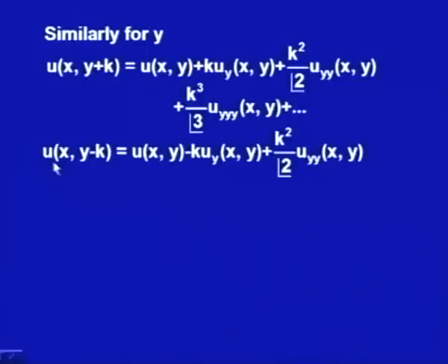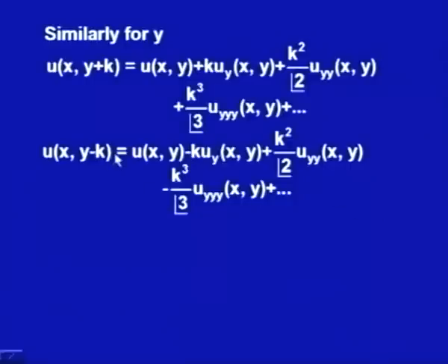Similarly, if I take u(x, y-k), I would get u(x, y) minus k times u_y at (x, y), plus k square upon factorial 2 times u_yy at (x, y), minus k cube upon factorial 3 times the third partial derivative with respect to y at (x, y), and so on.